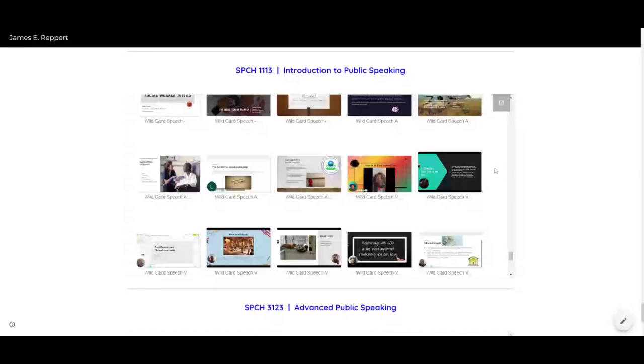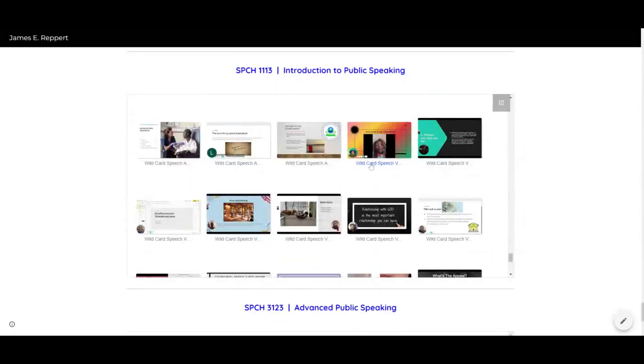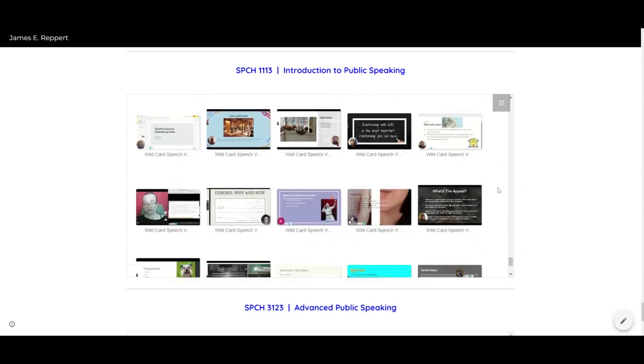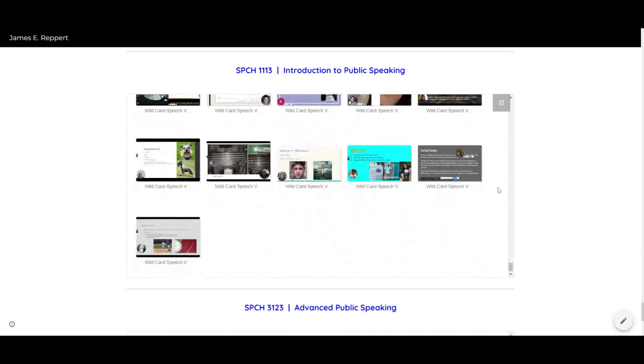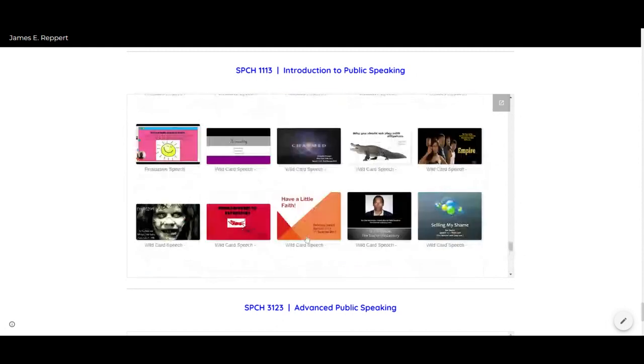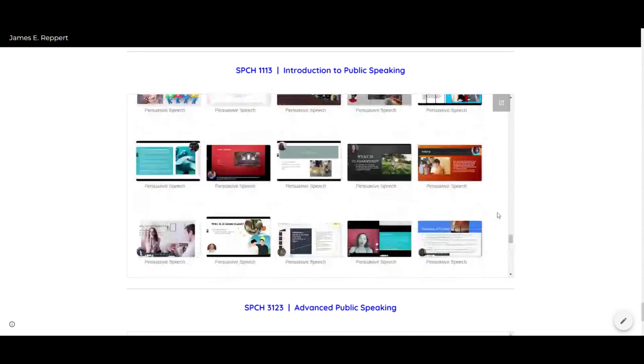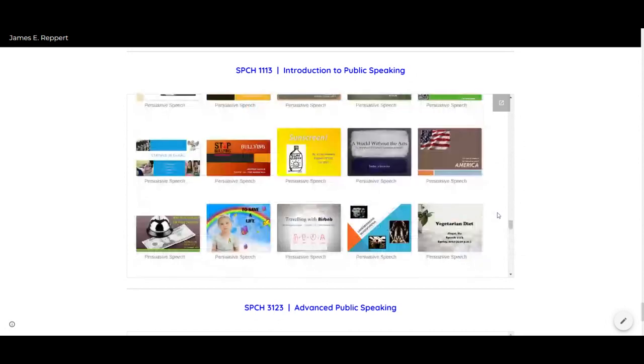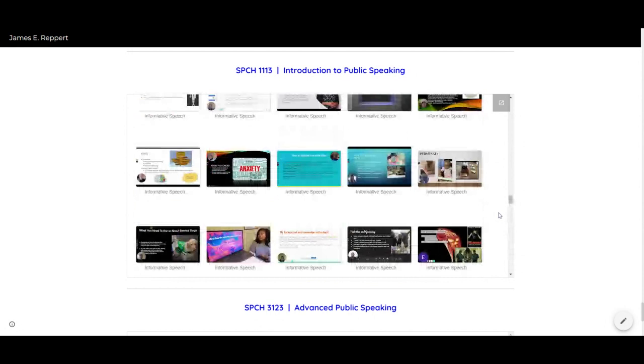And all the way down here at the bottom, you can see wildcard speech V, wildcard speech A. That would be a wildcard speech video, wildcard speech audio, because occasionally someone's webcam does not work and they have to do it by audio rather than video. So again, you've got tons and tons of different video examples, audio examples, and just outlines for the 4 major graded presentations you're going to be giving in this class.